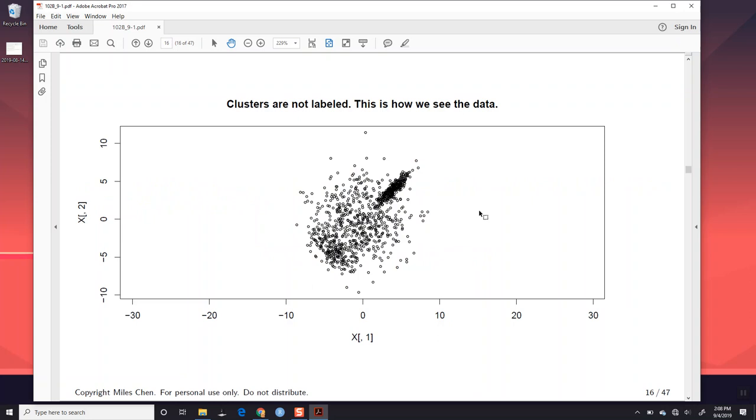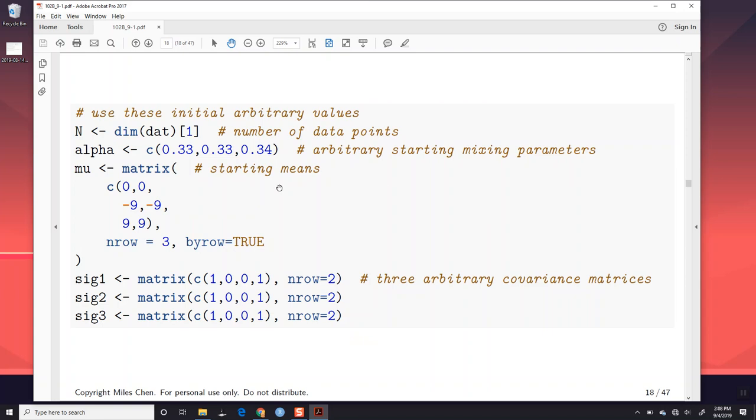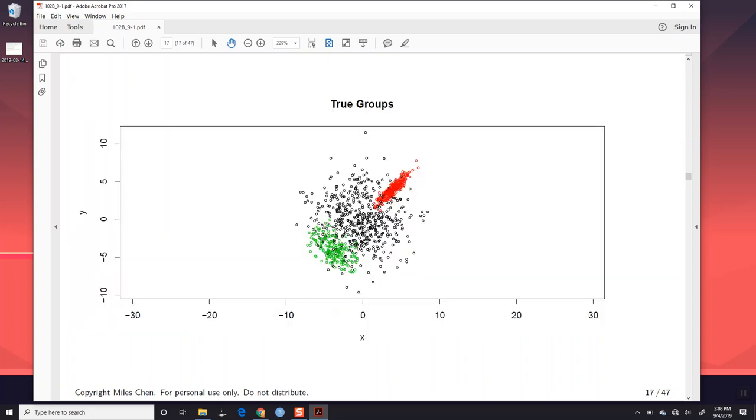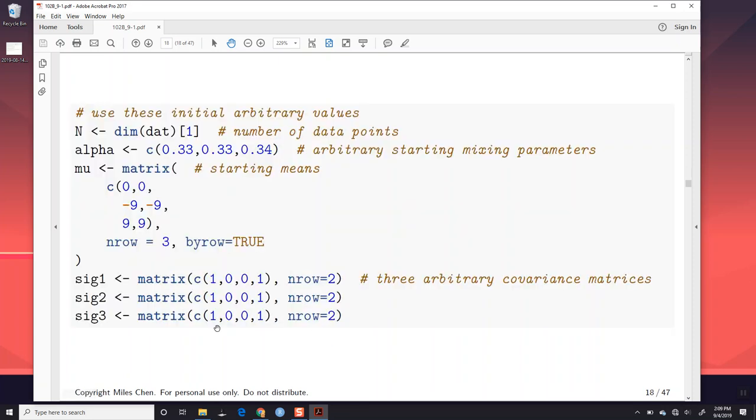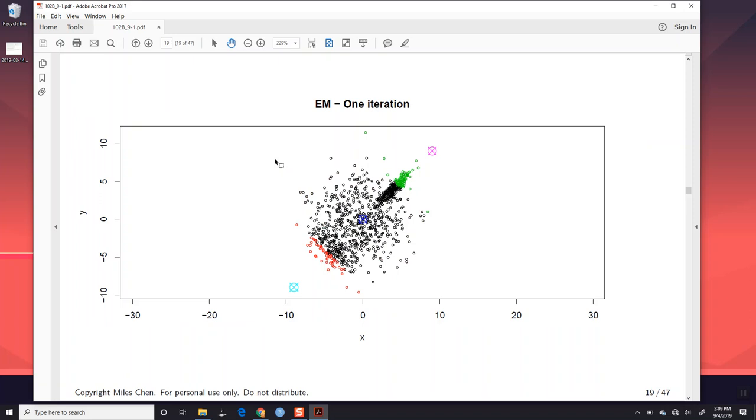The clusters are not labeled. This is how we see the data, and these are the true answers. Here I'm going to start off arbitrarily. Let's put a center at 0, 0, a center at 9, 9, which is way out here, and a center at negative 9, negative 9. Then I'm going to start off with covariance matrices of 1, 0, 0, 1. It's not correct, but it doesn't matter. I'm starting off with around 33% for each, 33, 33, 34%. So I just start off with some arbitrary assignments. This picture is a little bit false.